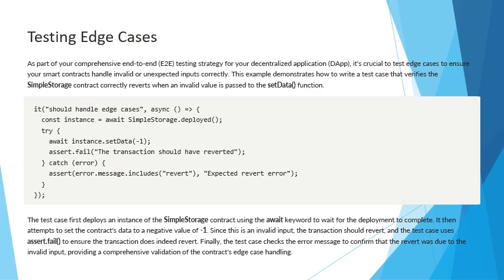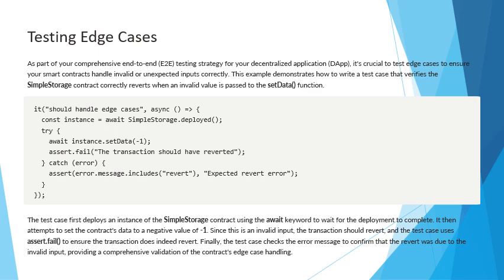It's crucial to test edge cases to ensure that our smart contracts can handle invalid or unexpected inputs correctly. Here is an example of a test case that verifies the simple storage contract correctly reverts when an invalid value is passed to the setData function.